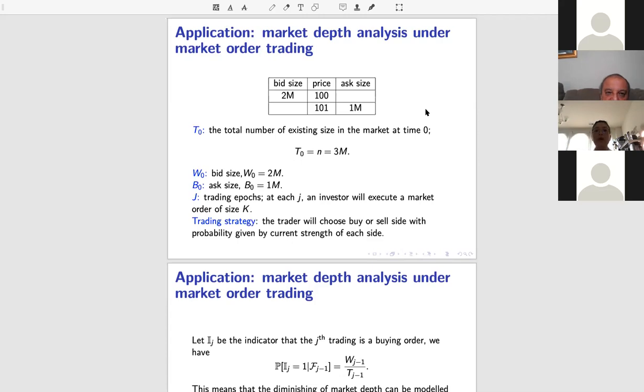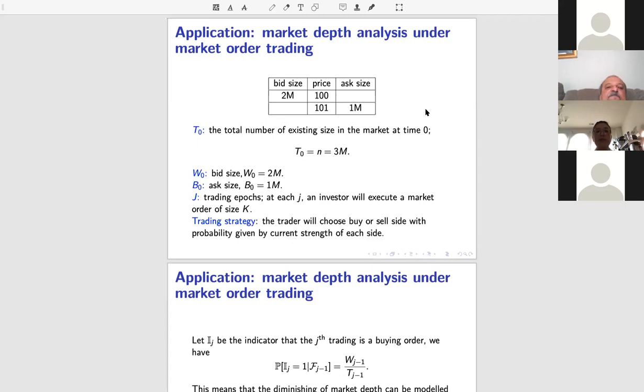So we model the bid size as the number of white balls in the urn. This is W0, which is 2 million. Similarly, we model the ask size as the number of blue balls in the urn. So B0, what we start with, is 1 million. Let T0, the total number of balls in the urn, represent the total existing size in the market at time 0. So T0 for this simplified version of data is 2 million plus 1 million, which is 3M.